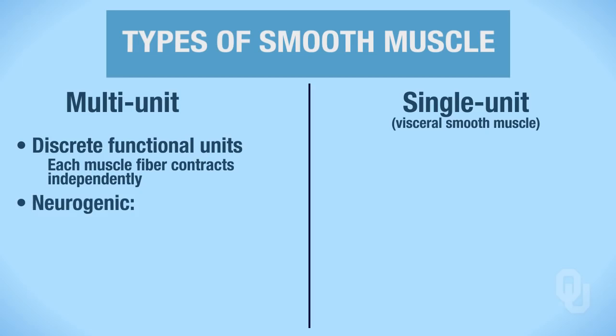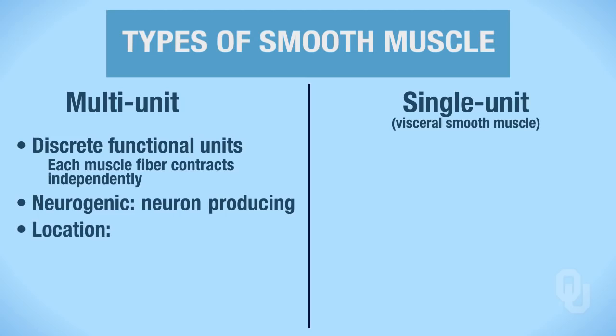What's that mean? Remember to break down the words. The suffix genic means producing. So what is causing or initiating the contraction of the muscle? The neuron. Remember, neurogenic. The next characteristic to discuss is where in the body would one find multi-unit smooth muscle.